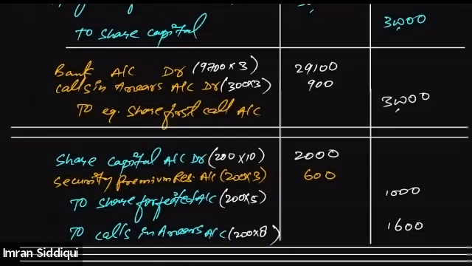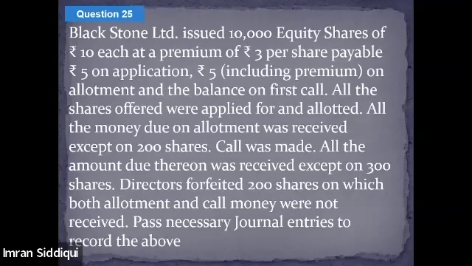Whatever question we did today for the forfeiture of shares including premium, and the question we did in the previous class for the forfeiture of shares when shares were issued at par, try to solve those questions again. And the full-fledged questions that we solved in today's class, question number 24 and 25, try both questions one more time. So this is the homework for the next session.